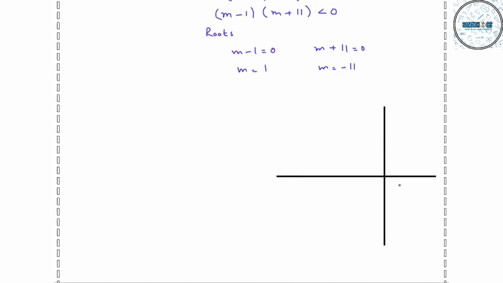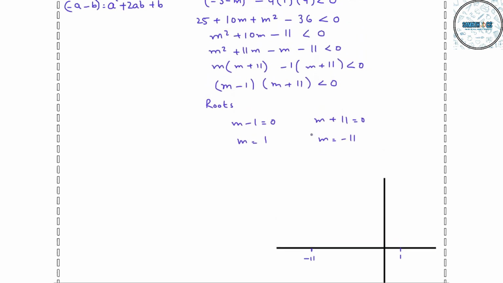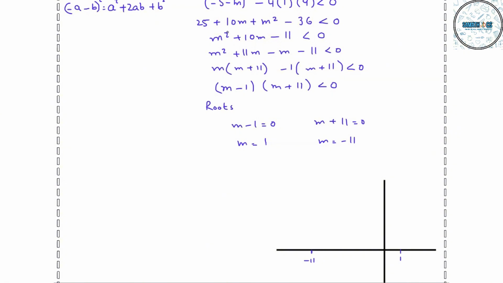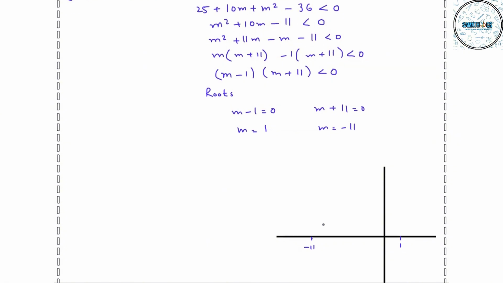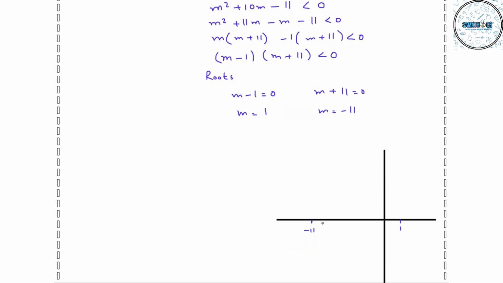Now we will mark these on the grid. We can consider 1 here and minus 11 here. And as we know, the coefficient of m square, the square term, is positive, so the curve is a minimum curve. So we can sketch a curve like this.